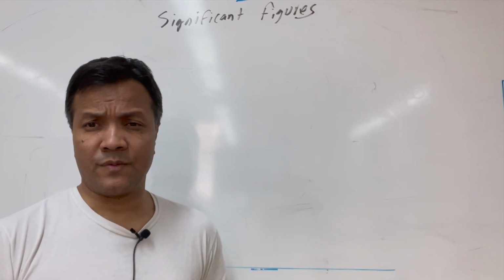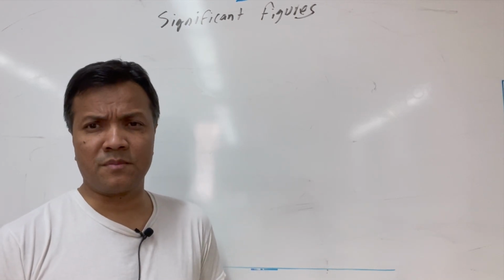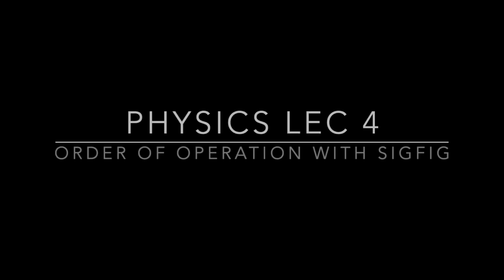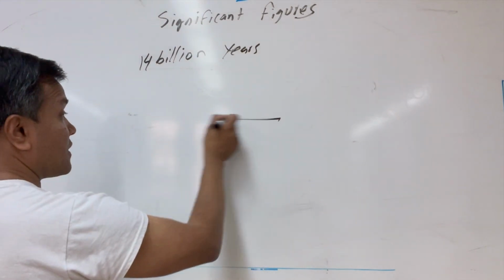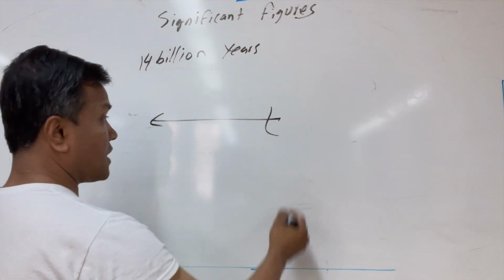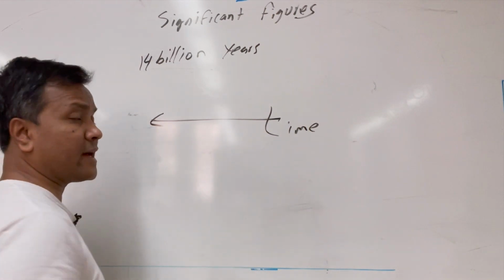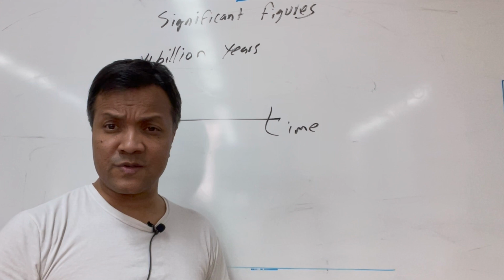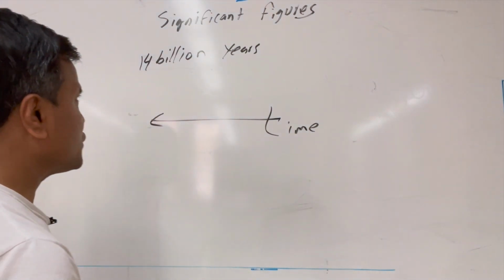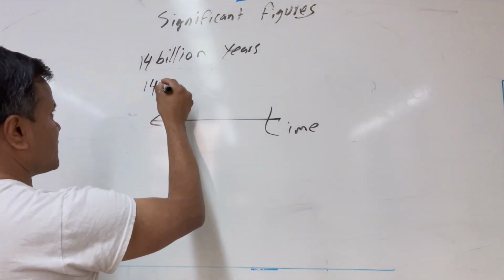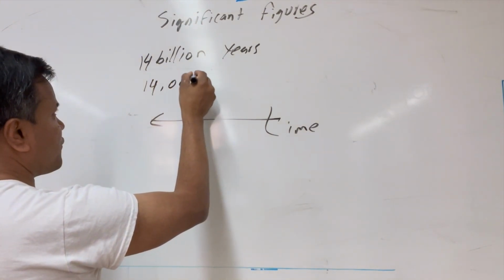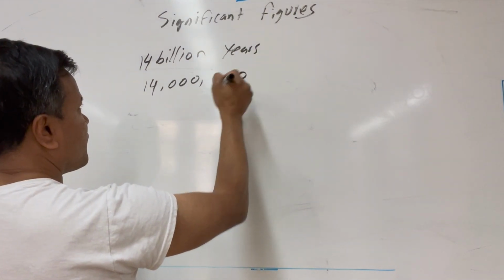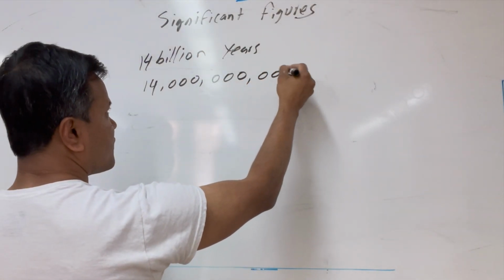If I ask you to convert 14 billion years into sig figs, how can you do it? You have an arrow of time, and if you write the arrow of time backward for 14 billion years, you're going to get to see the Big Bang. So 14 billion years, you can write numerically as 14,000, 14 million, 14 billion.